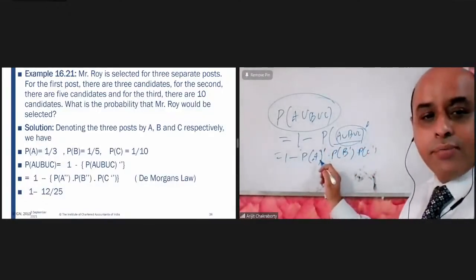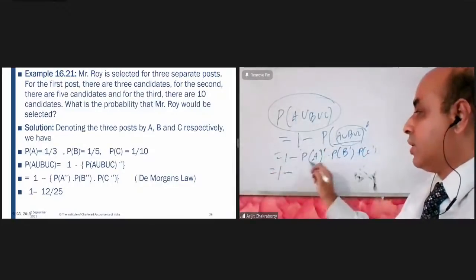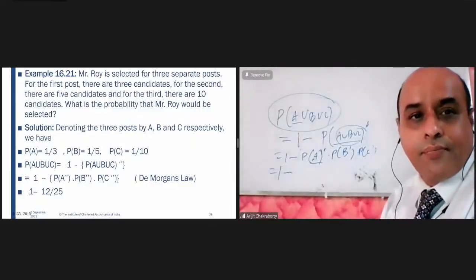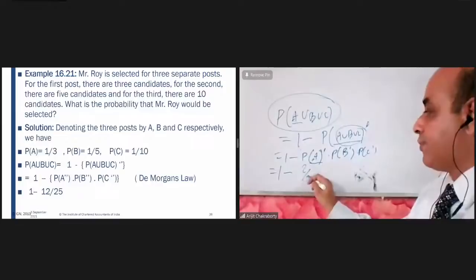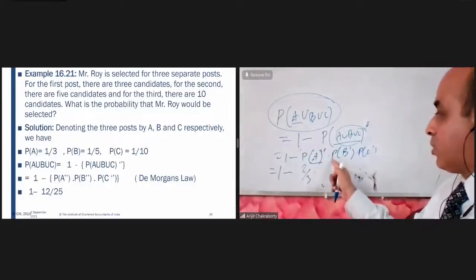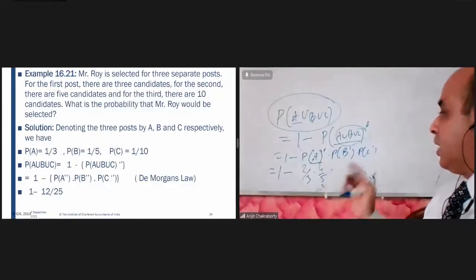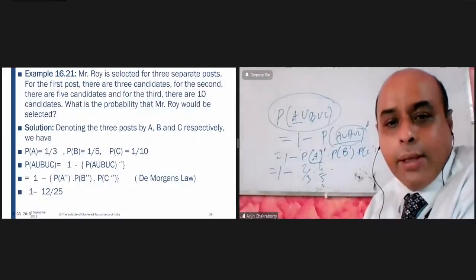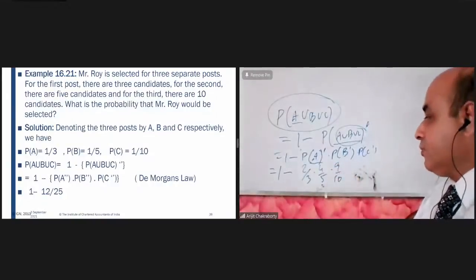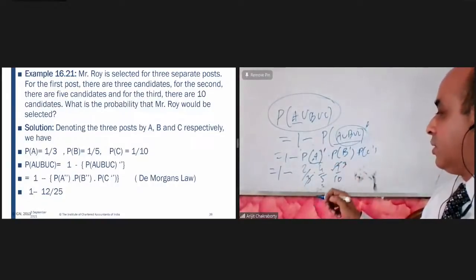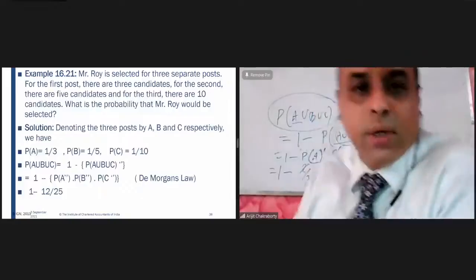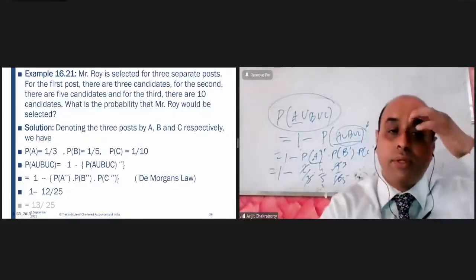Now probability of A is 1 by 3, so the probability of A dash will be 2 by 3. Probability of B is 1 by 5, so the complementary event, probability of B dash, is 4 by 5. And probability of C is 1 by 10, so the probability of the complementary event should become 9 by 10. So 3 3s are 9 and 2 5s are 10. So I'm getting 1 minus 12 by 25. So the answer should be 13 by 25.